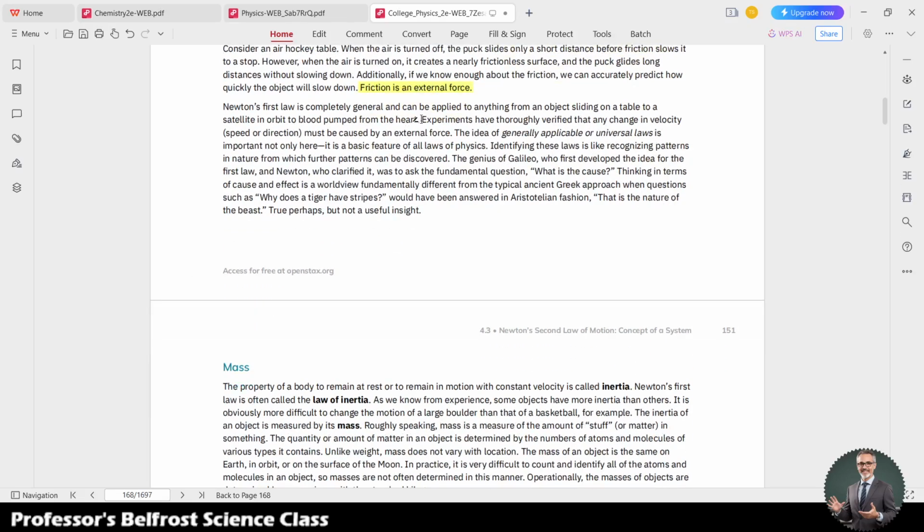Okay, so experiments have thoroughly verified that any change in velocity must be caused by an external force, and the idea of generally applicable or universal laws is important not only here, and it is a basic feature of all laws of physics.